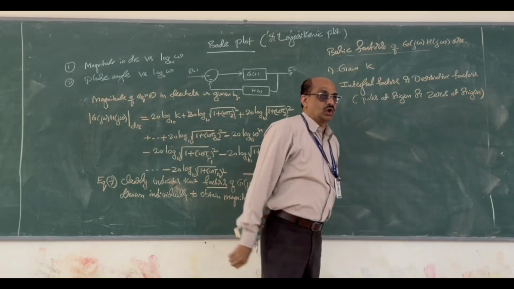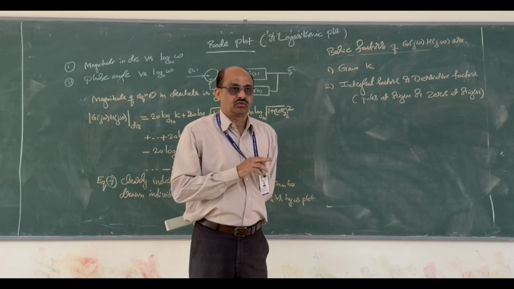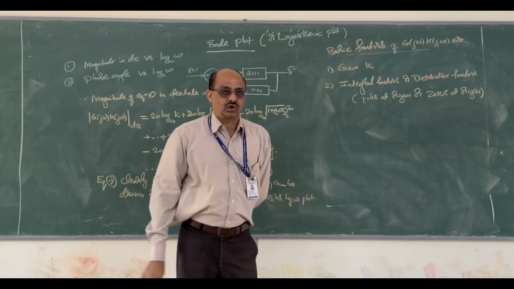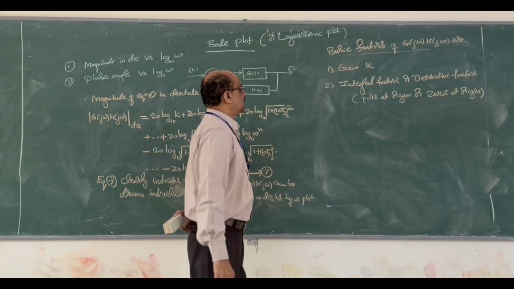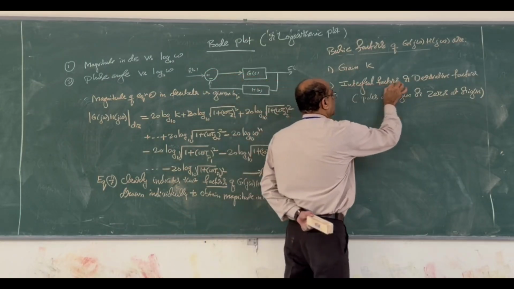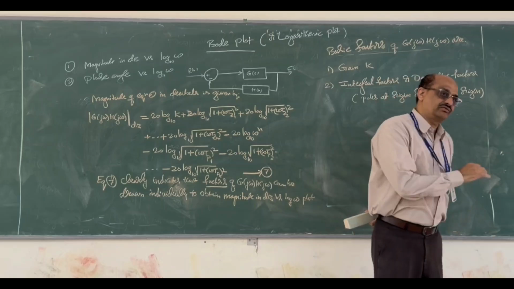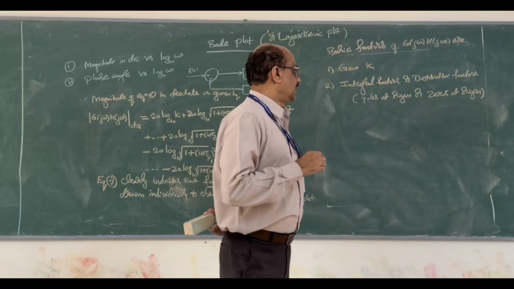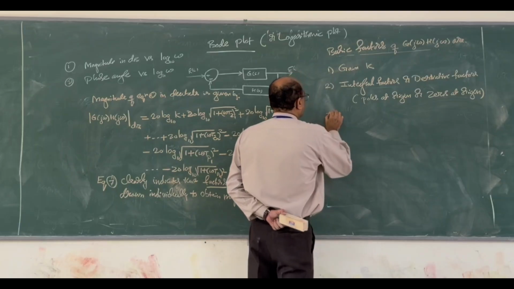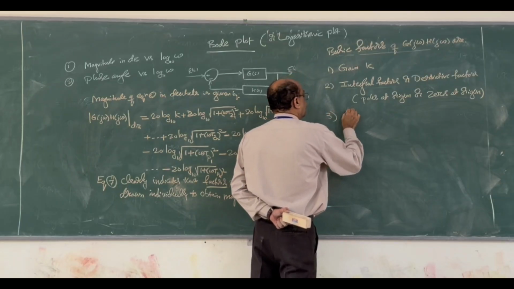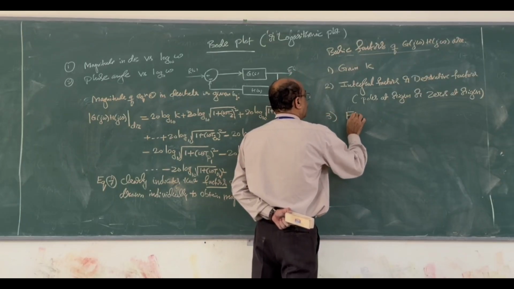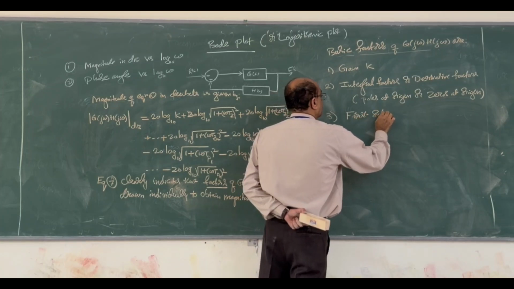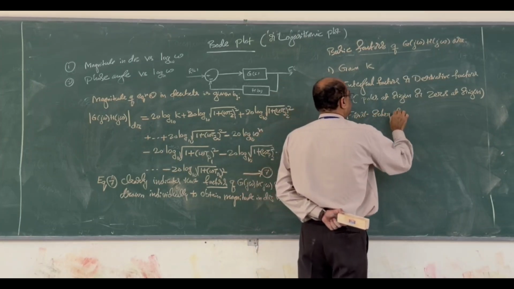Poles at origin or zeros at origin. So one can exist, not both. Either poles or zeros at origin can exist, so any one form can exist. Usually it is integral or derivative factors, then first order factors.